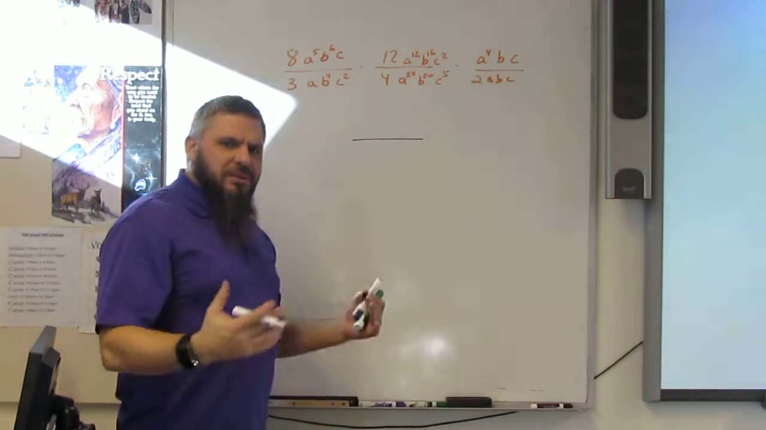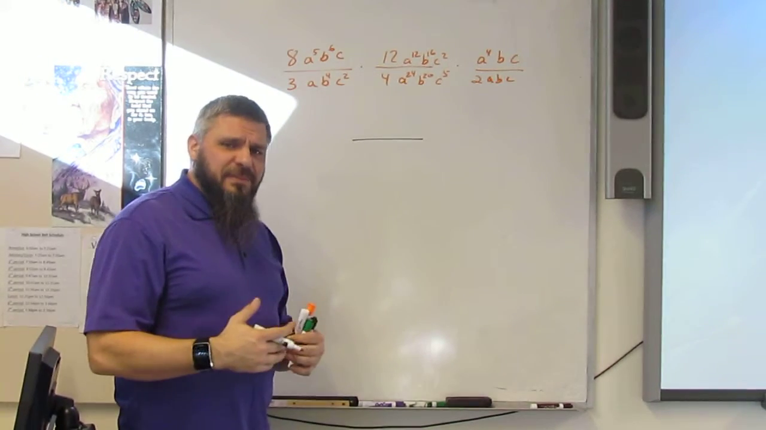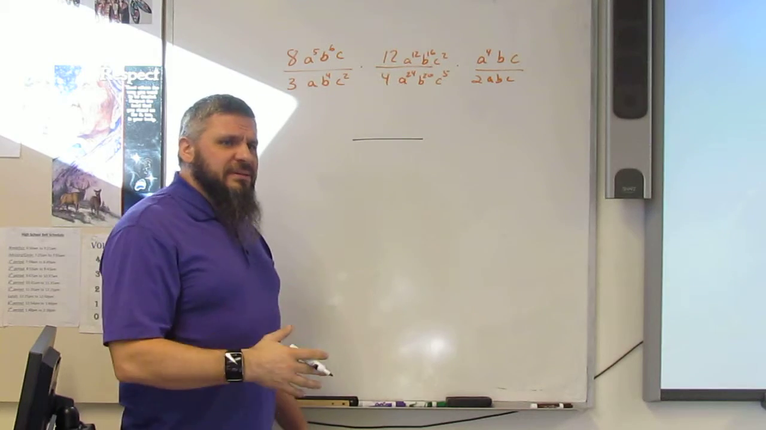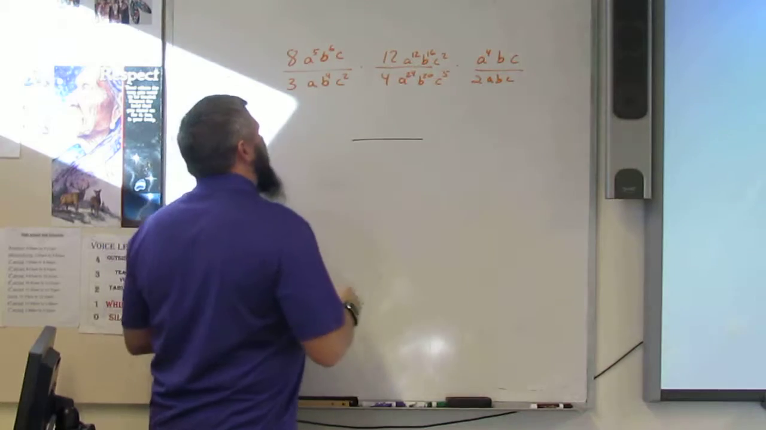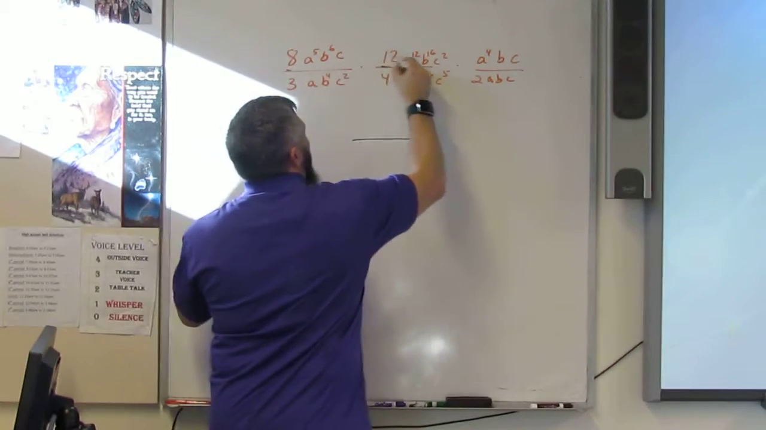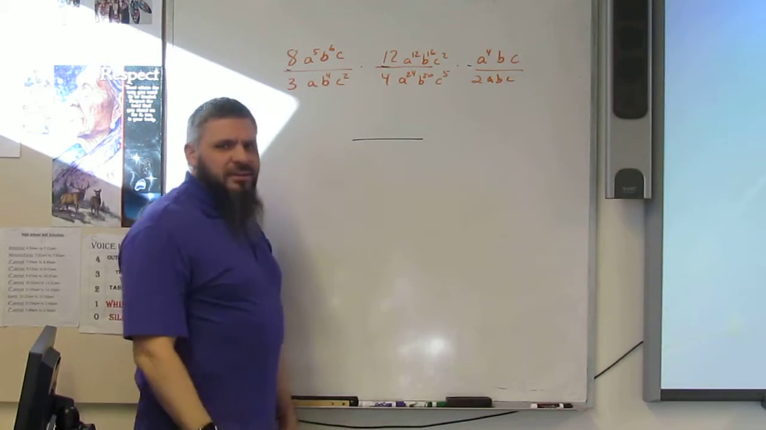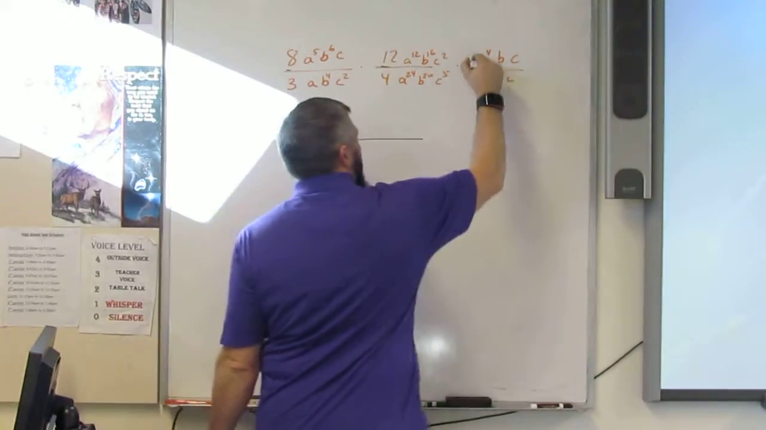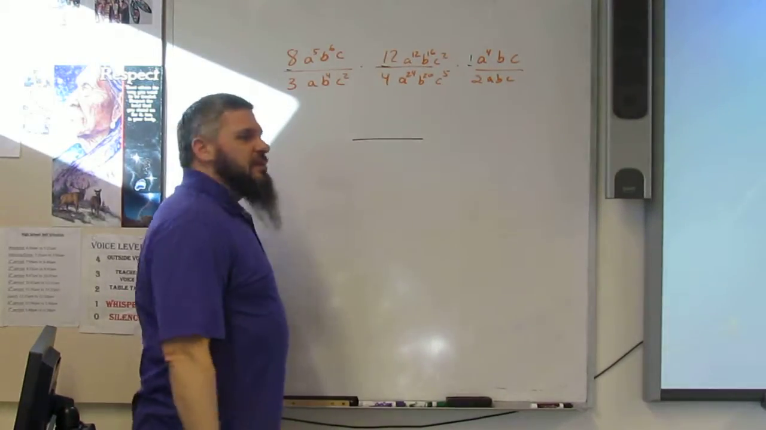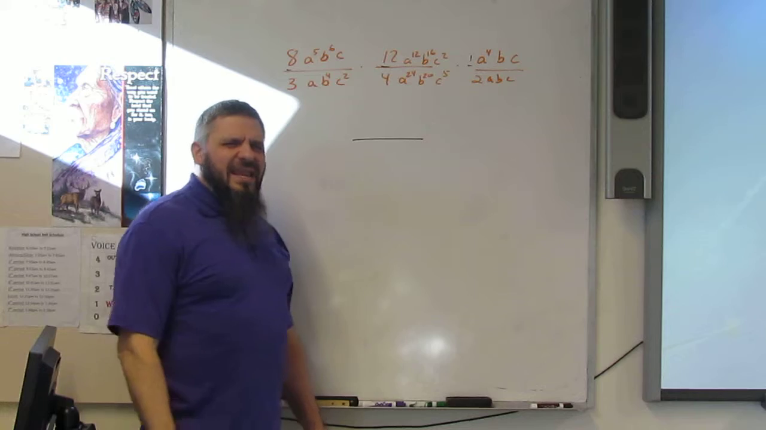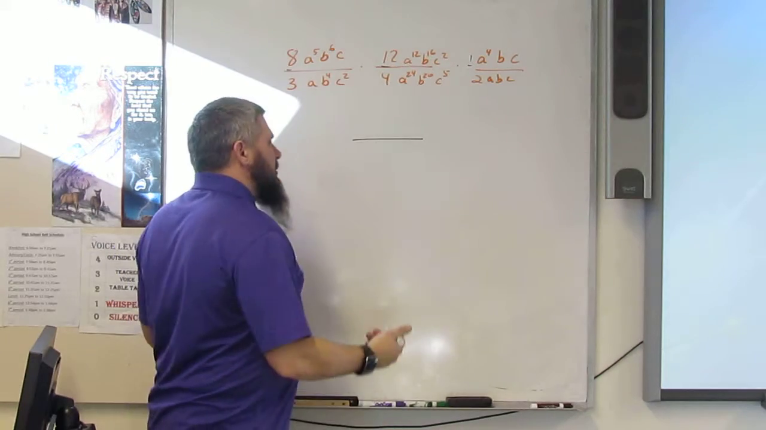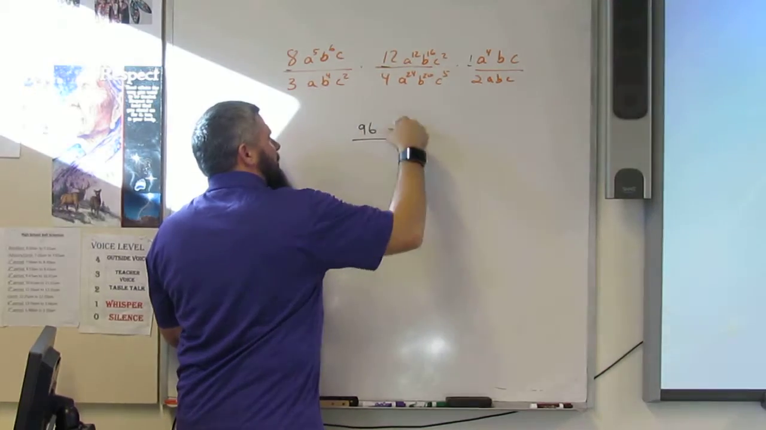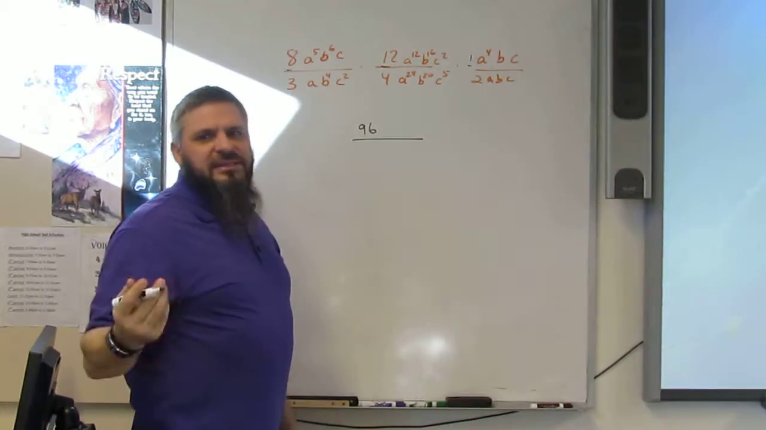And when we do that, we're multiplying. When we multiply, we add the exponents, okay? When we multiply powers that have the same base, we add exponents. Before we can do that, we got to multiply all the numbers. So 8 times 12 times 1, right? Because there's a hidden 1 right here. Okay, so 8 times 12, well, that's 80 plus 16, right? So that would be 96 times 1, which would be 96.